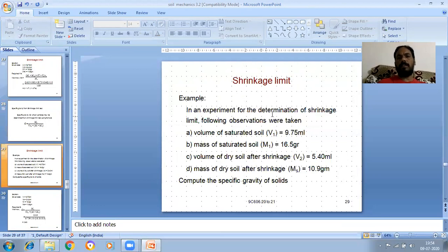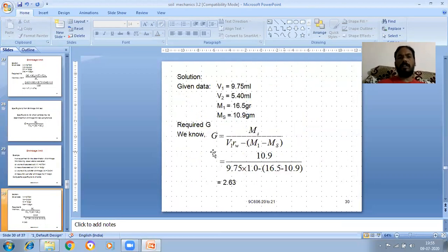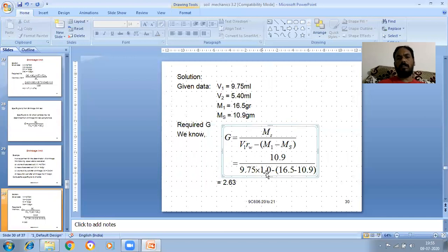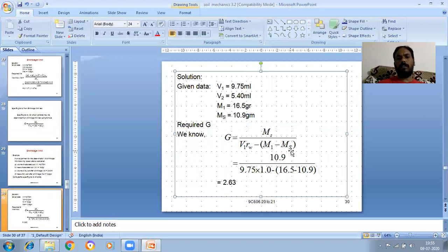In an experiment for the determination of shrinkage limit, the following observations are taken: volume of saturated soil V1 and M1, volume of the dry soil after shrinkage V2, mass of the soil after shrinkage MS. Compute the specific gravity of solids now. The formula we just got: G is equal to MS by ((V1 times gamma W) minus (M1 minus MS)). MS is 10.9, V1 is 9.75, gamma W is 1, minus M1 minus MS, 16.5 minus 10.9. We will get 2.60. The specific gravity of the soil is 2.60.